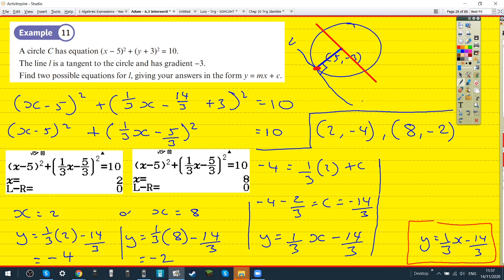Okay. So it'd be minus 2 equals 1 over 3 brackets 8 minus 14 over 3. Oh no, would it just be c at the end, plus c? Yeah, but it's not 2 over 3. What is it? 1 over 3. Sorry, yeah, 1 over 3 times 8.